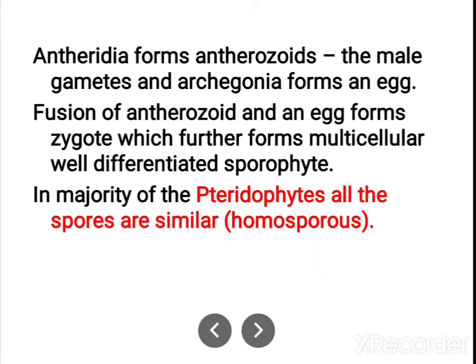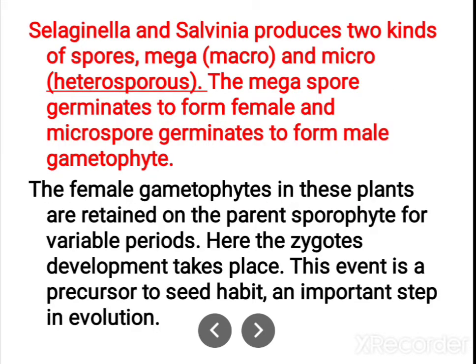That you call homosporous. When they produce dissimilar spores, that you call heterosporous. Selaginella and Salvinia, it can be asked as one more question, children. They are heterosporous, and micro and megaspores are produced. Here the megaspore and microspore formation is the precursor of the seed habit, and it is an important step in evolution, because both together form a zygote, and later they develop into plant-like structures. That's why this is the precursor for the seed habit.